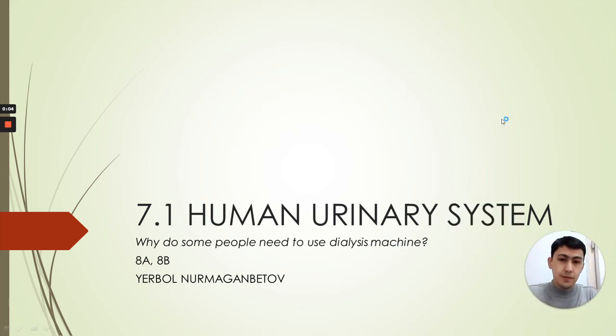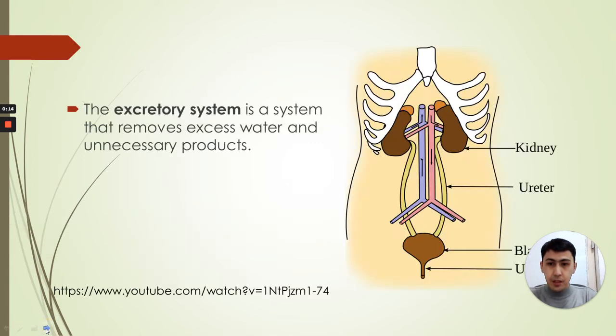Hello guys, today we will study the human urinary system. The urinary system is part of the excretory system. The excretory system removes excess water and unnecessary products from the organism.